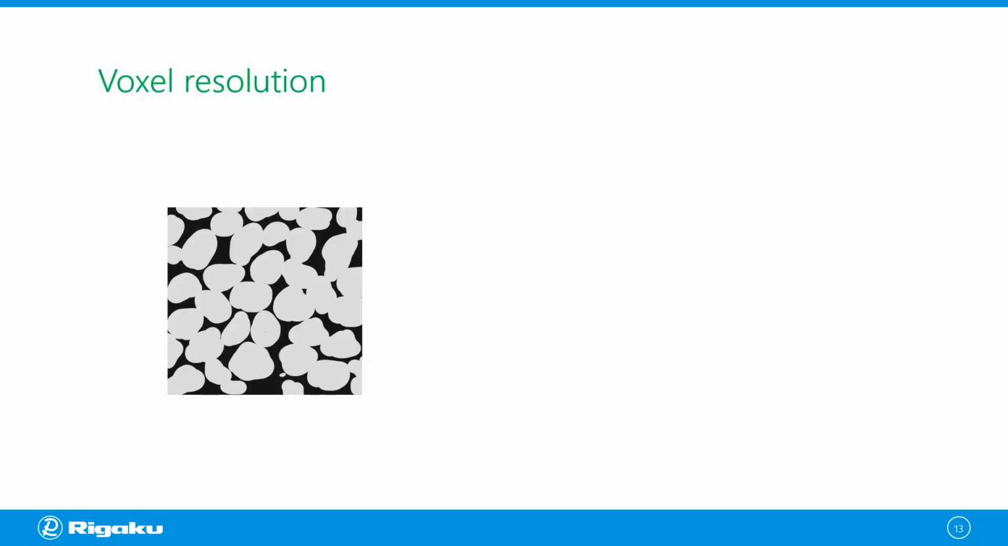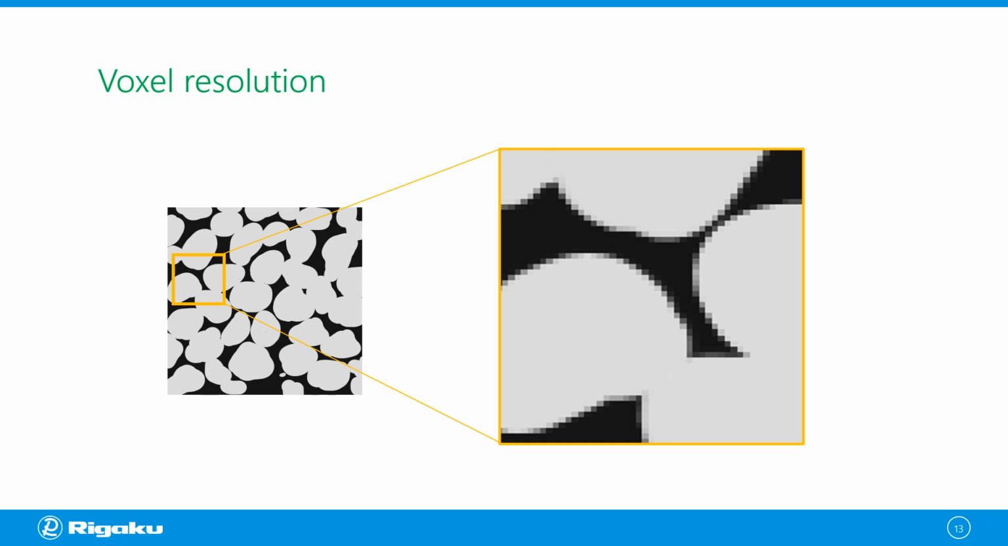Now let's take a look at the voxel resolution. So again, if you zoom into this image, you can see the individual grains and some pore throats. This pore throat is relatively wide, meaning that you have multiple voxels representing the throat. So this is good. This throat is pretty narrow, and you have only 1, maybe 2 voxels representing the pore throat, and that actually is not good enough.